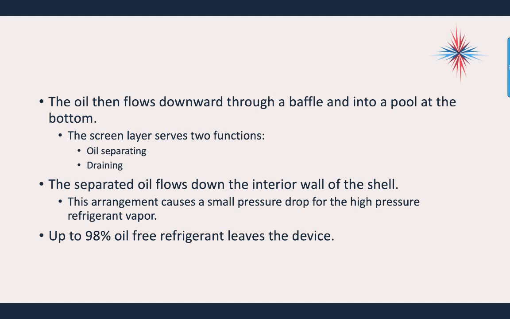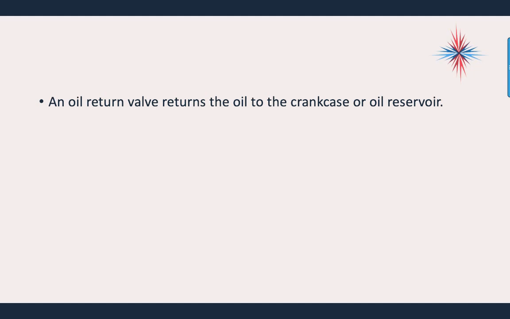The separated oil flows down the interior wall of the shell. This arrangement causes a small pressure drop for high pressure refrigerant vapor. Helical oil separators allow 98% oil-free refrigerant to leave the device. An oil return valve returns the oil to the crankcase or oil reservoir.